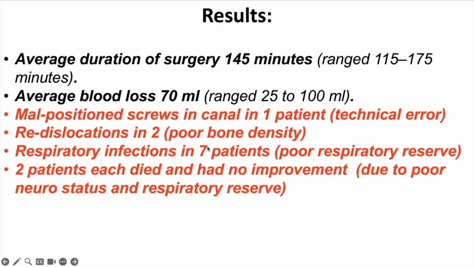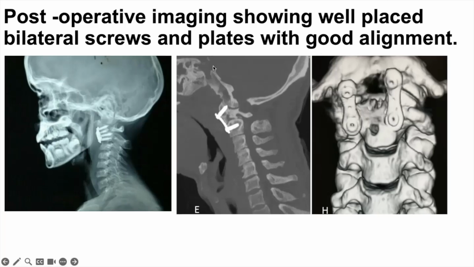respectively, and these were because of either technical errors, poor bone density or poor respiratory reserve in these patients. 2 patients died and 2 patients did not improve, all because of poor neurological status and poor respiratory reserve. These are post-operative images which show well-placed screws in this child and in this adult, and a 3D image showing good placement of the screws and plates.